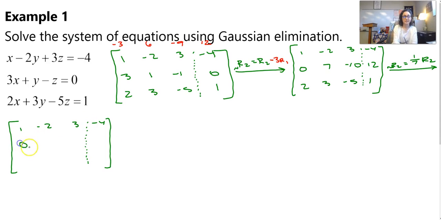The reason I'm doing that, again, is because 0 stays, so that's good news. 7 times 1/7 is 1. That's exactly what I want. Then I've got -10/7 and +12/7. Okay, and I'm just keeping row 3: 2, 3, -5, 1. Okay, we're done with row 2 because we've got 0 and 1. Now row 3, I want 0, 0, 1.